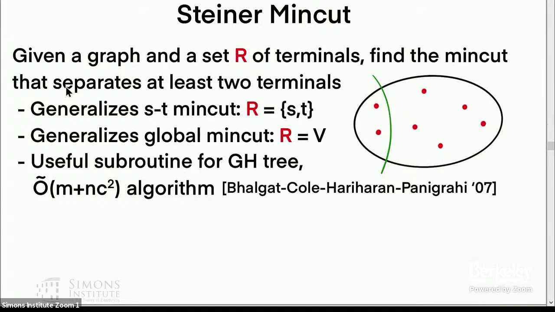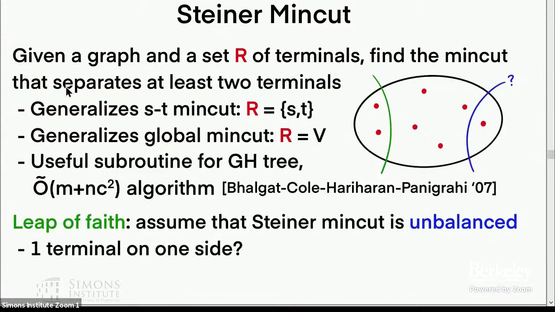And historically, this problem has been studied in the context of Gomory-Hu tree, in other words, all pairs min cut. And the fastest algorithm is one running in time n plus nc squared, where c is the size of the target min cut, the Steiner min cut. So to solve this problem, we're making almost a leap of faith. We'll be assuming that the Steiner min cut is unbalanced, but in fact so unbalanced that there's only one terminal on one side. So this blue cut here has only one terminal on this side.